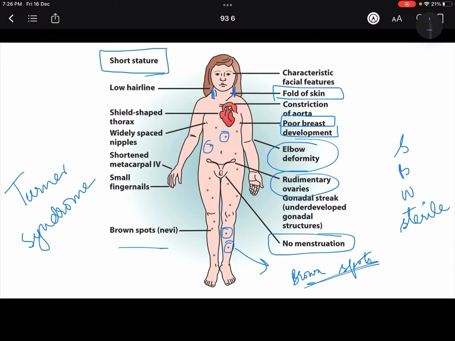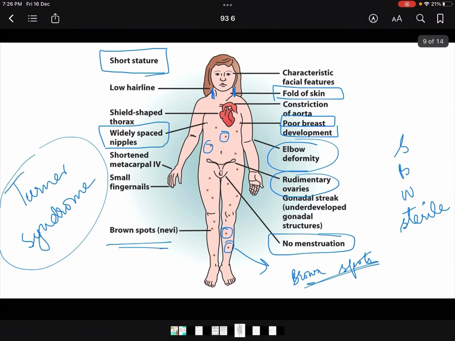Okay, then it's written the brown spots here. Then puffy hands and feet are there. Okay, so the hands and feet are a little stocky, you can say. ठीक है? Then widely spaced nipples in the breast. Okay, then all these are the certain characteristic symptoms of Turner syndrome that you can see.